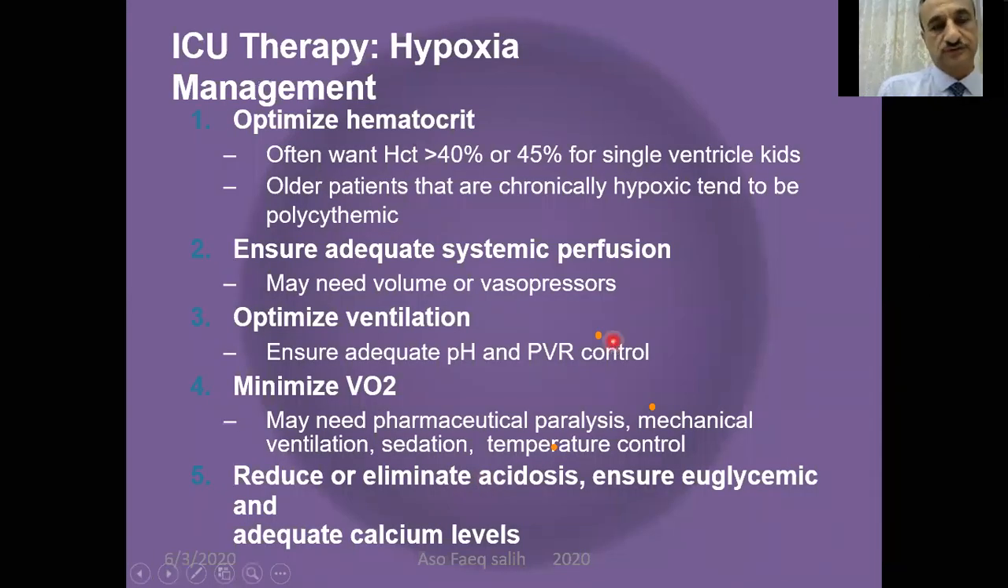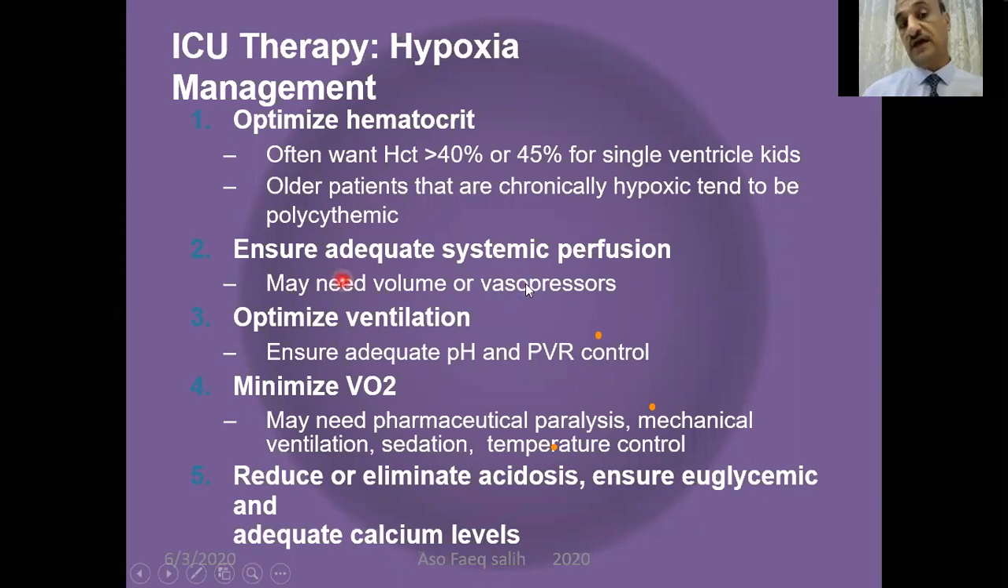This is very important for you in managing your patient. Now my patient is cyanotic. You approach your patient and conclude the diagnosis. Then what do you do next? You admit your patient to the ICU and optimize hematocrit. Please, I told you, you should optimize your hematocrit and hemoglobin. Often we want it to be between these two in single ventricle kids, and an older patient that is chronically hypoxic tends to be more polycythemic, maybe more than 45 to 55, even 60.